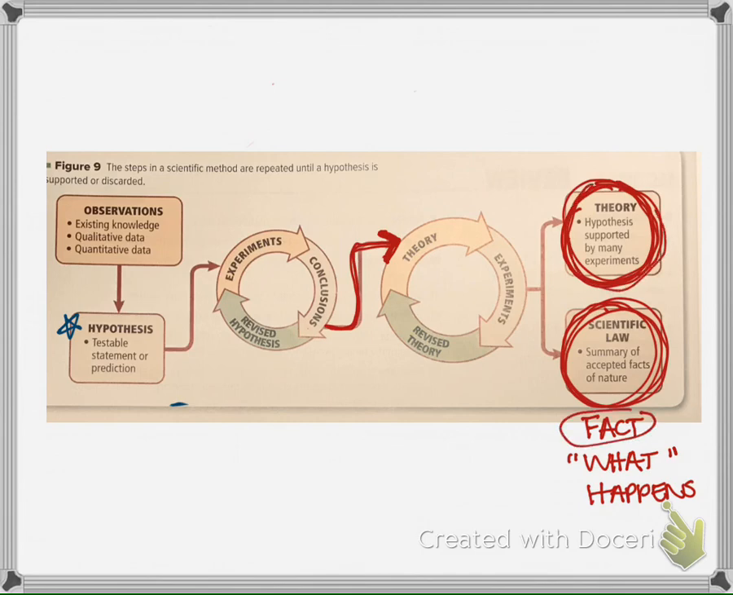Now the theory is going to explain, it is the why. It explains why that law exists, okay? So it is the supported explanation for why something happens. A theory is a highly supported hypothesis by many experiments, and it's why it happens. The fact is actually what happens, okay?